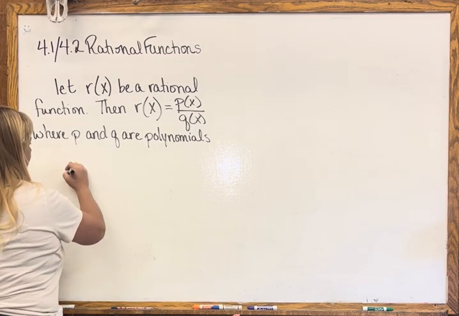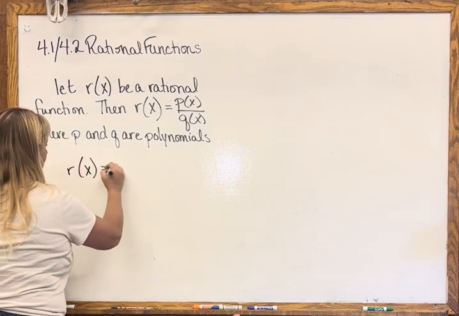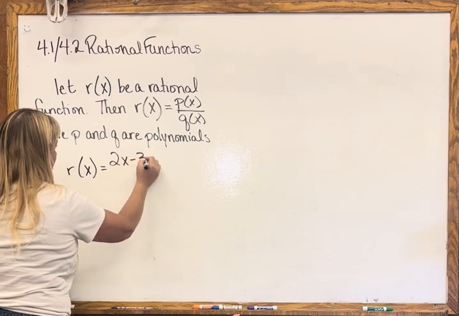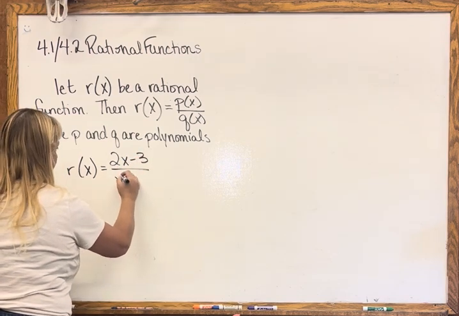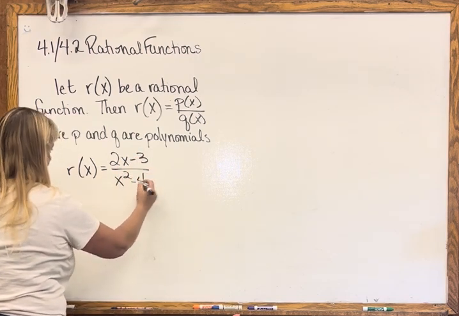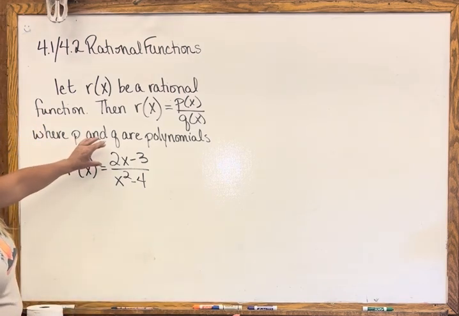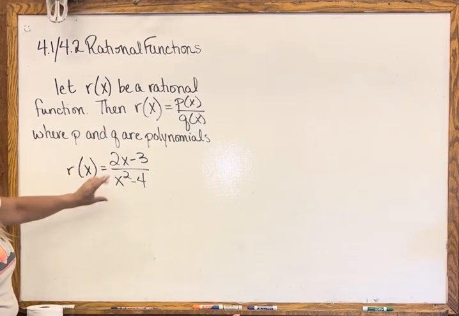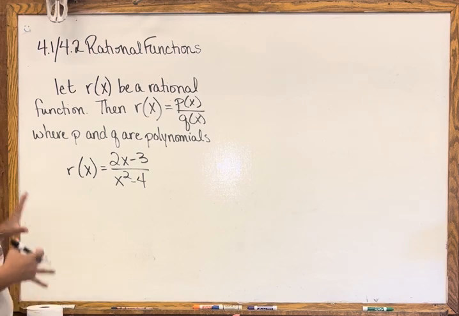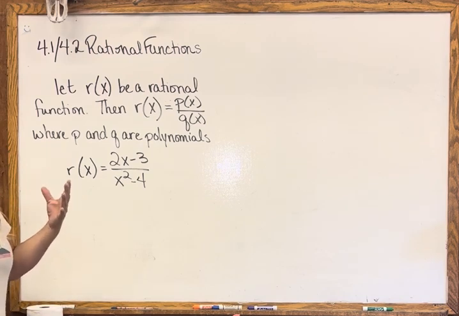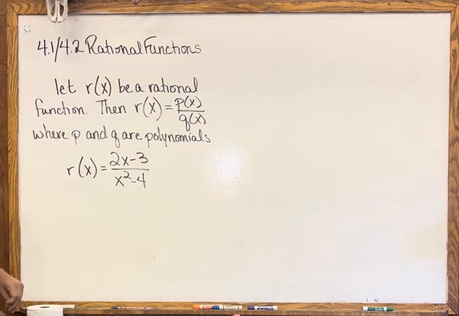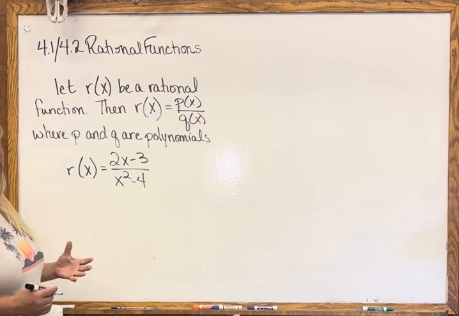So we might see something like r of x equals 2x minus 3 over x squared minus 4, let's say. Okay? So a small polynomial up top, a little bit larger one on the bottom, but that's what we're talking about. Some can be big and ugly, some are more like this. So what we are going to focus on then is graphing these guys. And through graphing them, we're going to learn some more about them.